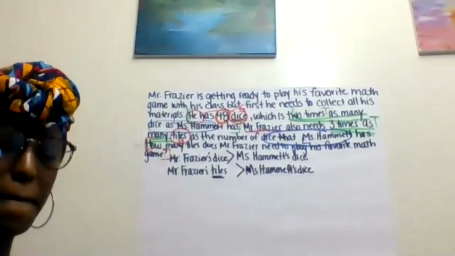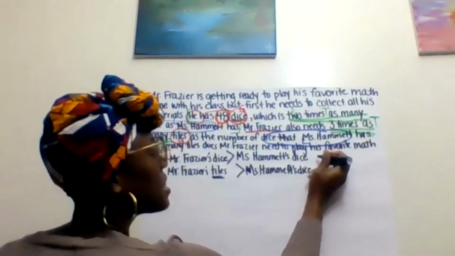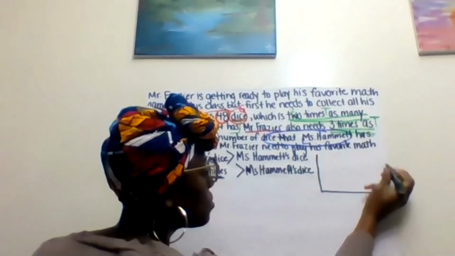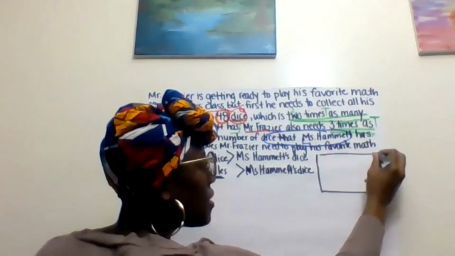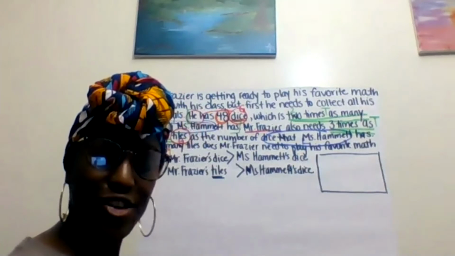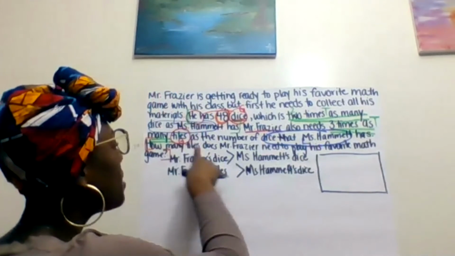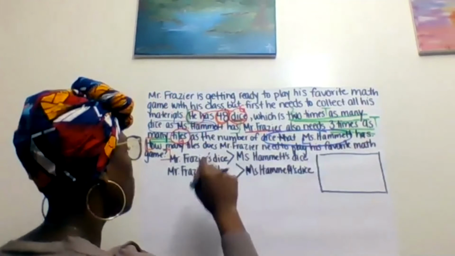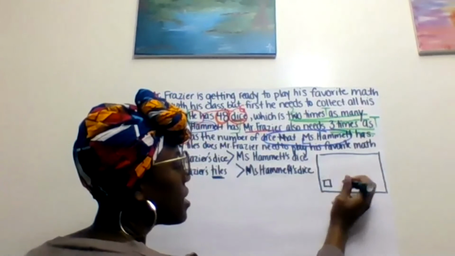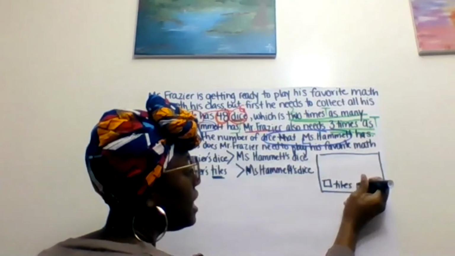Let's head up now to our mini unknown box. I'm going to make space for it now. You can go ahead and do so too. I'm going to start with my final unknown from the question. How many tiles does Mr. Fraser need to play his favorite math game? I'm going to write tiles needed.